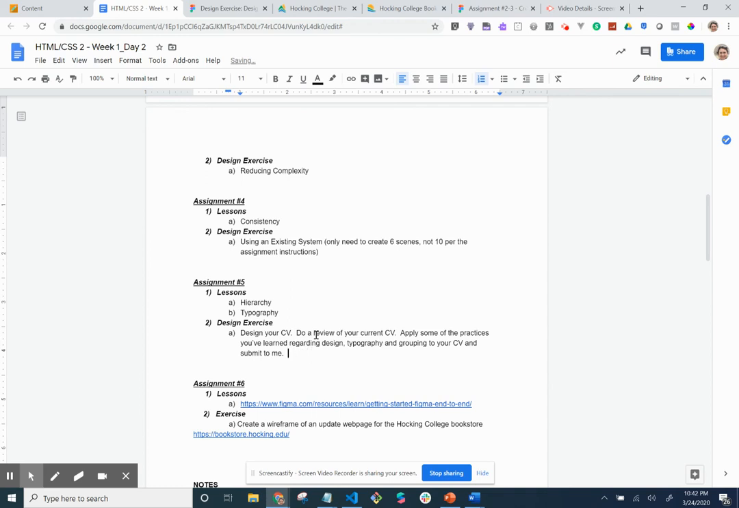It would be frustrating to do that in Figma. I'm not going to make you do it in Figma. You don't have to use Figma. You can use Google Docs or Word.